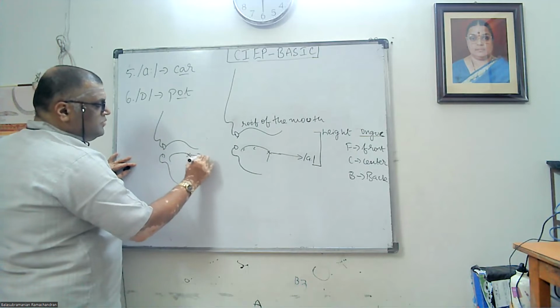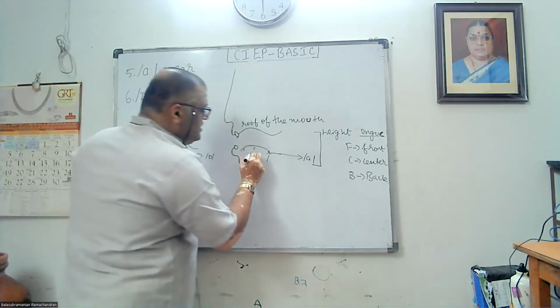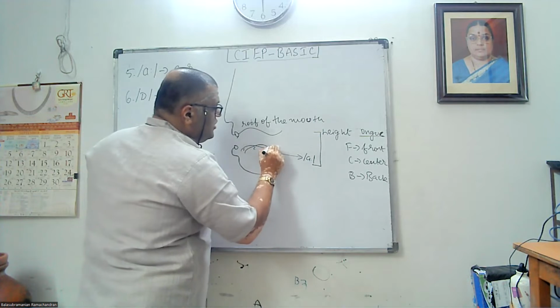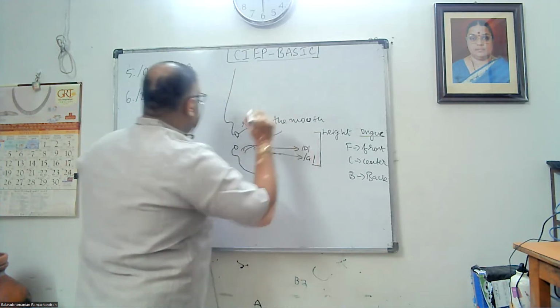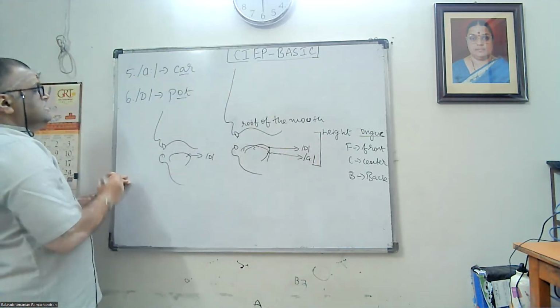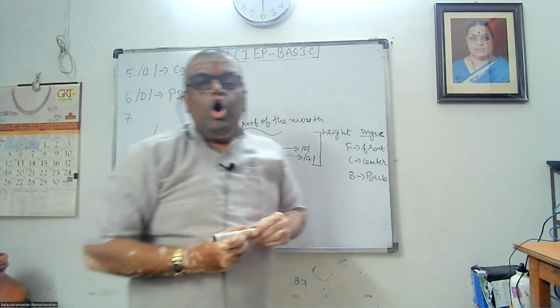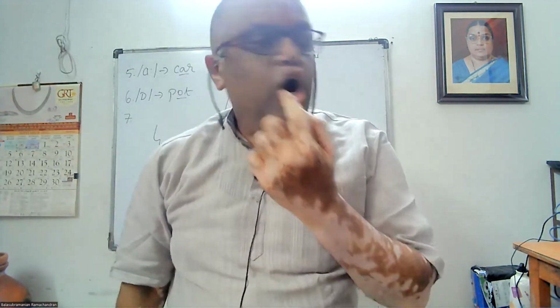Okay, so you have here o. Here the tongue will be like this for o. All right, o, pot. So let's come to sound number 7, o, pot.